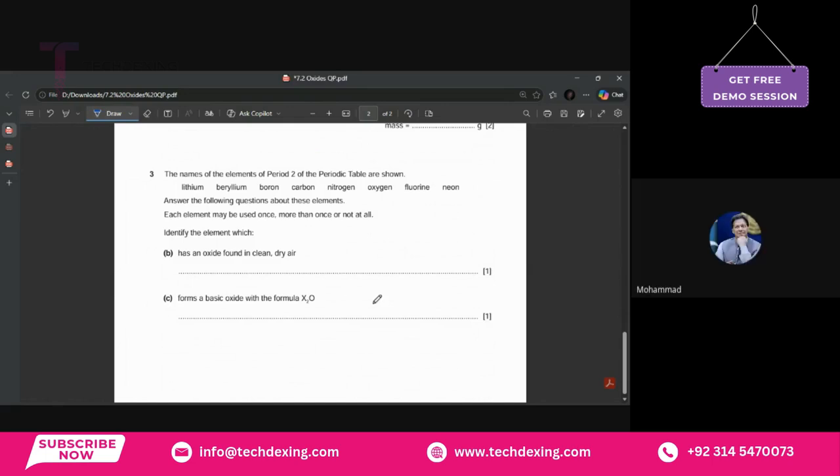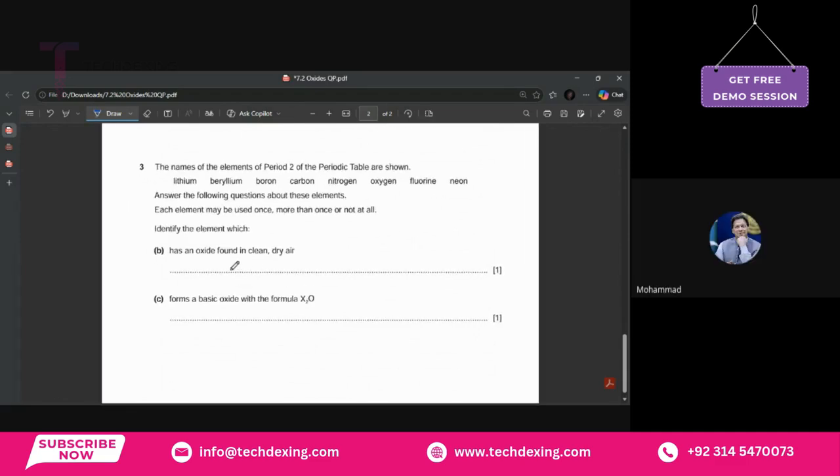Clean dry air, carbon. Very good. Which of the carbon oxides is found in clean, dry air? Is it carbon monoxide or dioxide? It will be carbon dioxide. Yes, very good, because it is a naturally occurring component of clean, dry air.